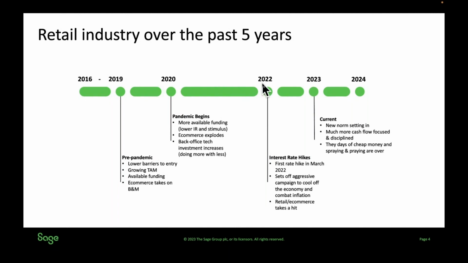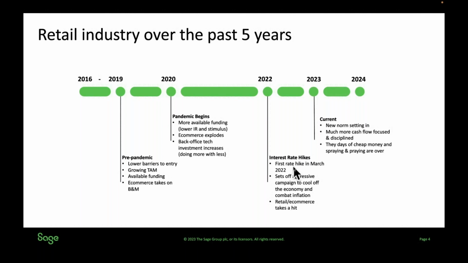And then 2022 hits, specifically March 2022. This is when the Fed goes off on their first rate hike, right? So they begin to increase the interest rates. So this sets off an aggressive campaign to cool off the economy and ultimately combat inflation. So when you begin to combat inflation by raising interest rates, individuals' and businesses' disposable income goes down. Retail is kind of the first industry that takes that hit. So unless you're selling very much necessary goods, in other words, non-discretionary items, you're going to take a hit because people are going to be a little tighter on their wallet.